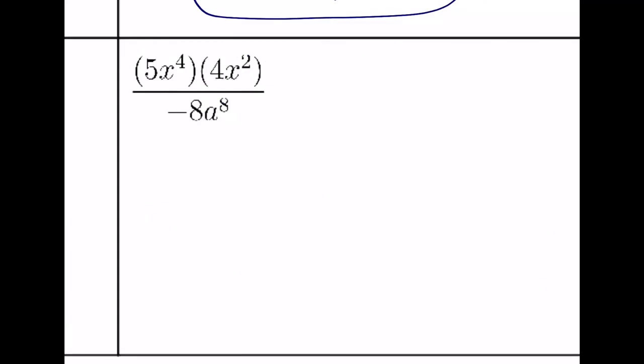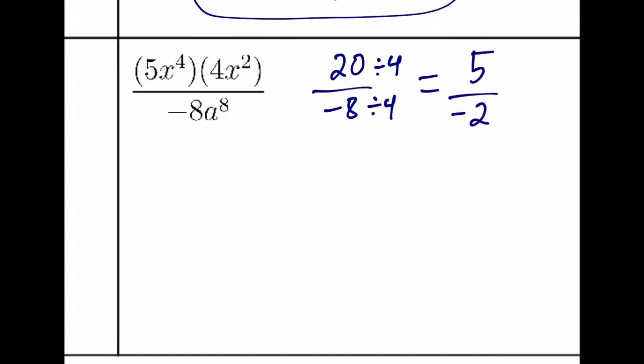For this next problem, let's start by simplifying our constants. 5 times 4 gives me 20 divided by a negative 8. This is not going to come out as a whole number, but I can simplify this fraction by dividing both by a 4. And I end up with 5 on top and negative 2 on bottom. And that's the simplest form I can have.